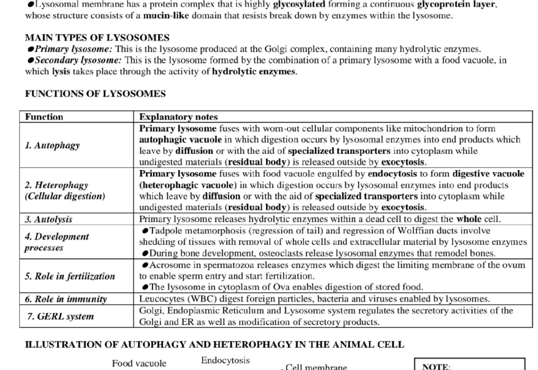and they go on and destroy themselves. It is very important when it comes to development, like the tadpoles, the regression of their tails, that is, even when it comes to different development of the bone, the osteoclasts usually release lysosomal enzymes that remodel the bones.